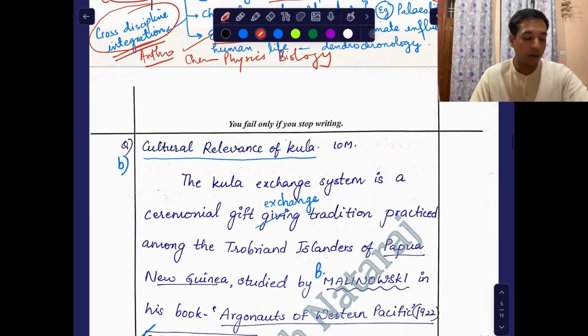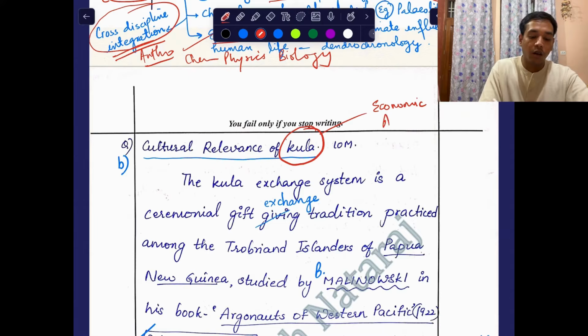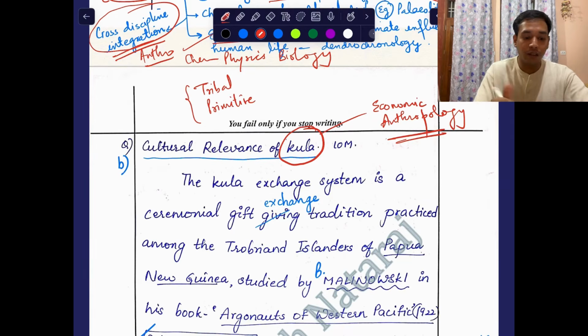Now we move on to part B, cultural relevance of Kula. ठीक है. So I think this is something everybody knows, first thing that you read for economic anthropology, और basically this is a concept where we understand that जो हमारी सोसाइटीज़ होती हैं, ट्राइबल सोसाइटीज़ या फिर प्रिमिटिव सोसाइटीज़, ठीक है, इनमें the concept of economy is different. It's not based on profit and loss, ठीक है, but it is based on social relations. The maintaining of social relations is more important than profit and loss या फिर मार्केट का डिमांड्स एंड सप्लाई पे.